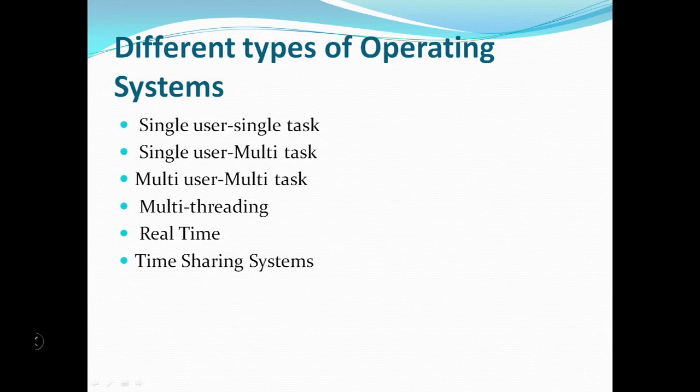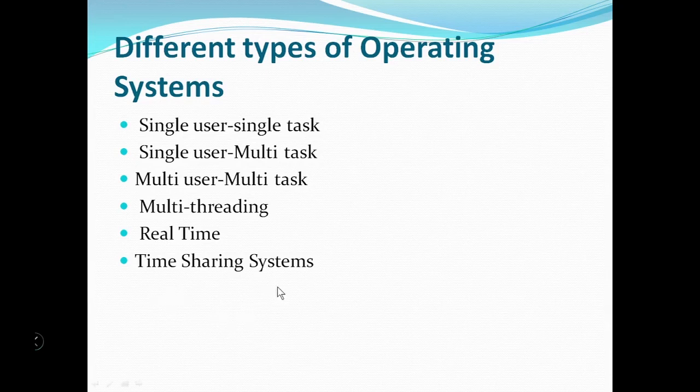Then we have real-time systems. We are using real-time operating systems in places where we need very precise timing and a high degree of reliability. For example, the ABS brake system uses this type of real-time system.